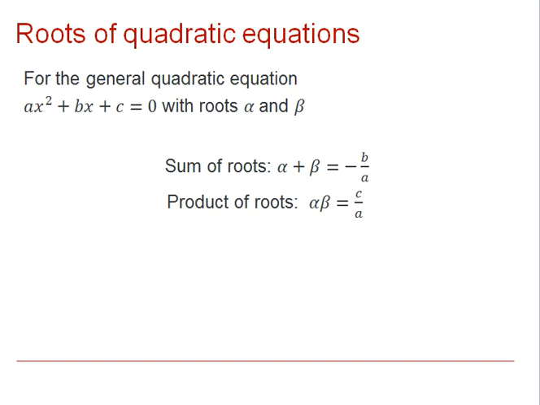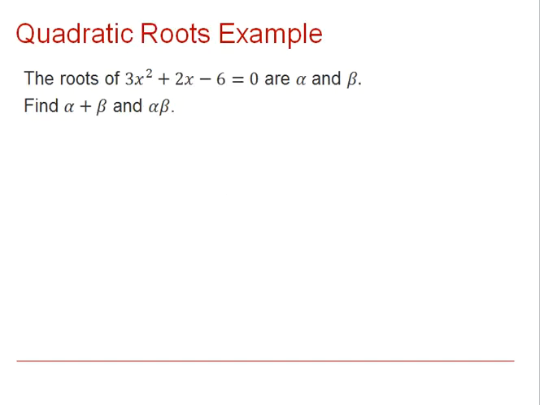For a general quadratic equation, ax squared plus bx plus c equals 0, with roots denoted by the Greek letters alpha and beta, we found that the sum of the roots, alpha plus beta, equals minus b over a, and the product of the roots, alpha beta, equals c over a. Here is an example of the type of question that might be asked.